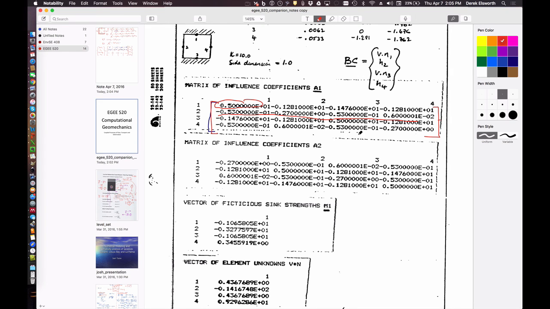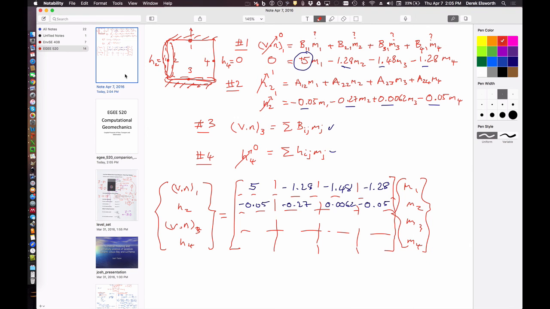And so now what we have is a system of equations that we can solve. So we know that this is equal to 0. We know this is equal to 1. We know this is equal to 0, right? These are the boundary conditions. And we know that this is equal to 0 also. We know everything within this matrix. And so the only things that we don't know are these. And so we can solve for the values of these strengths.